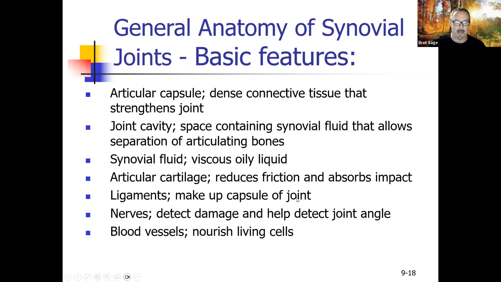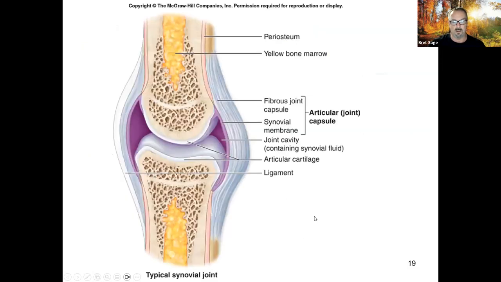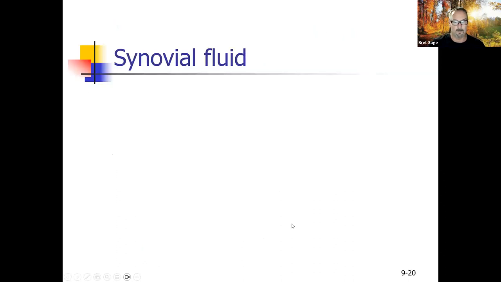The articular cartilage covers the ends of the bones, reducing friction and absorbing impact during motion. The ligaments make up the capsule of the joint as well as strengthening the joint. Nerves are found in there that detect damage and help detect joint angle, so you know where your body is at all times. And blood vessels help nourish the living cells. Okay, this is a good image of a typical synovial joint in your finger. You see these different structures. I used to have this as a fill-in, but because you are online, fill-ins are rather silly. So these are some of the key structures that you should know about a synovial joint.